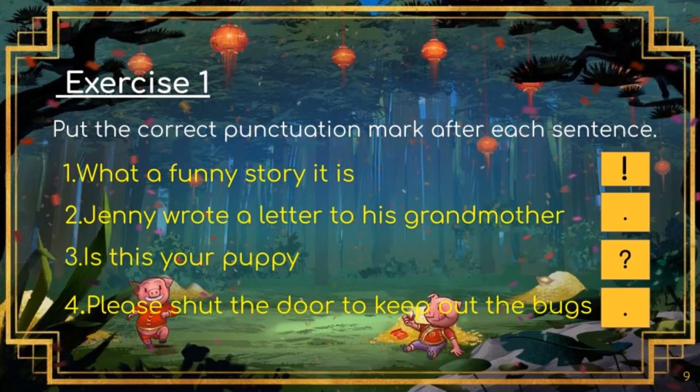Is this your puppy? So students, what kind of sentence is this? This is an interrogative sentence because it started with a verb. If any sentence starts with a verb, what type of sentence is that? It is a yes or no question type. So it is an interrogative sentence. For interrogative sentences, we have to put a question mark at the end of the sentence.